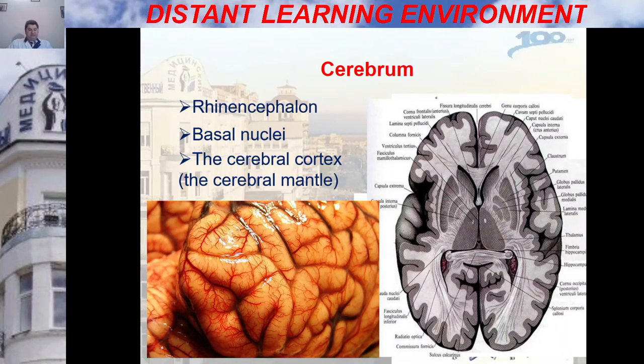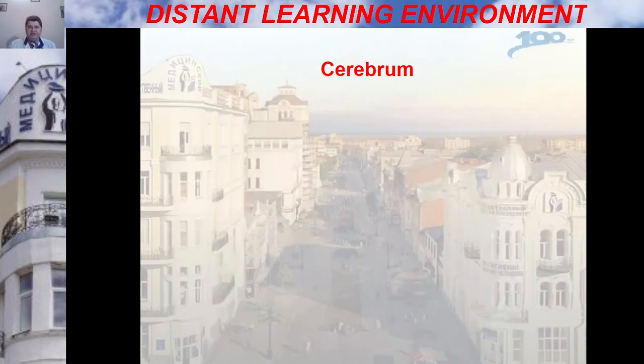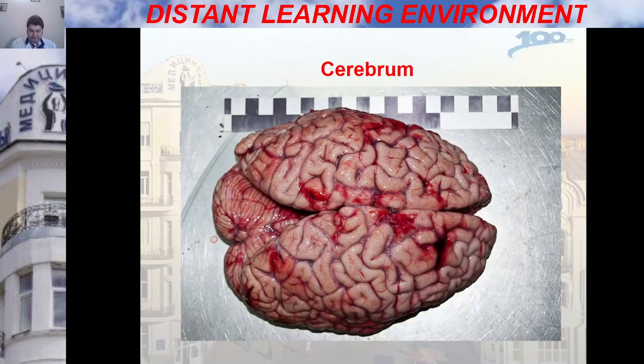So, in the process of evolution, the end brain develops most rapidly and intensively among all parts of the central nervous system. In man, it becomes the largest part of the brain and acquires the shape of two large hemispheres. You may see this hemisphere from superior view. So, right and left.